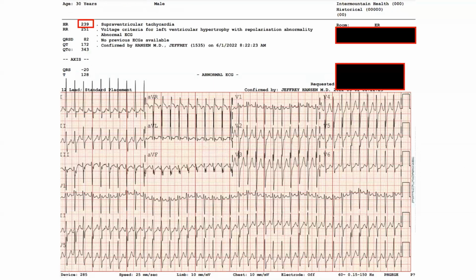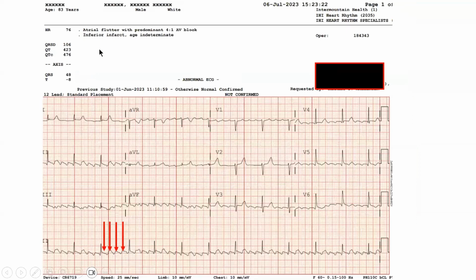This here is supraventricular tachycardia. If you look at the heart rate here, it's at 240. That's pretty fast. And then this one here is called atrial flutter. So the atria are firing 4 times for every time that the ventricles are firing. This is kind of how electrocardiograms can be useful in a diagnostic way to help us understand a little bit more about what's happening in the heart.